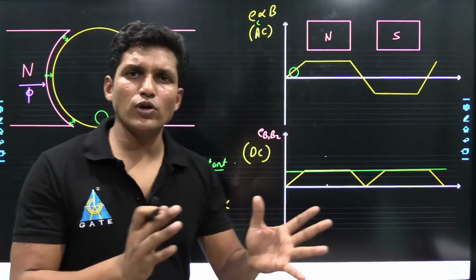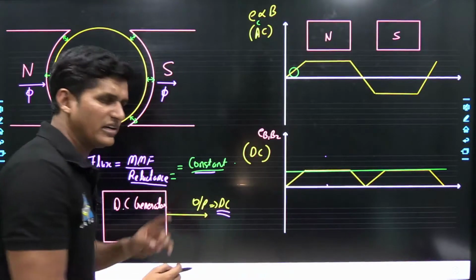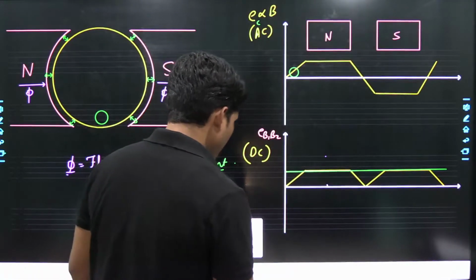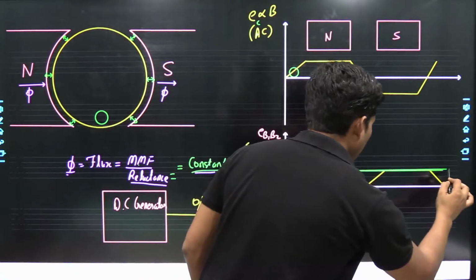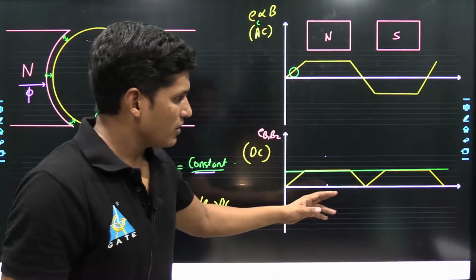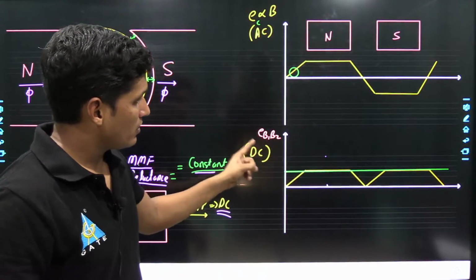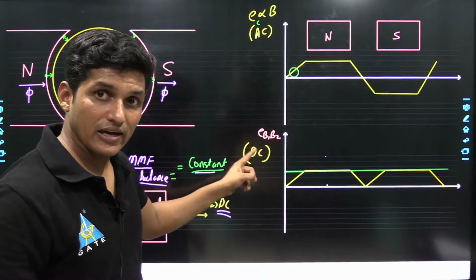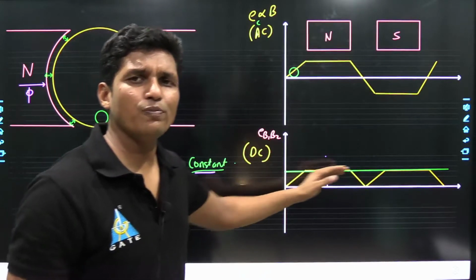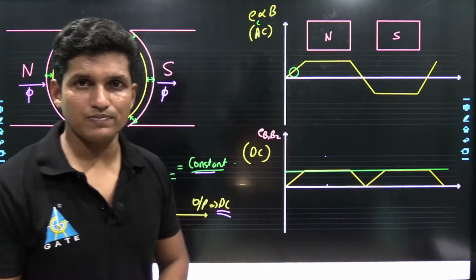What should be the output of the DC generator? The output of the DC generator should be DC, that means pure DC without ripples. But the output of the DC generator at the brushes is not pure DC. It contains DC as well as ripples.